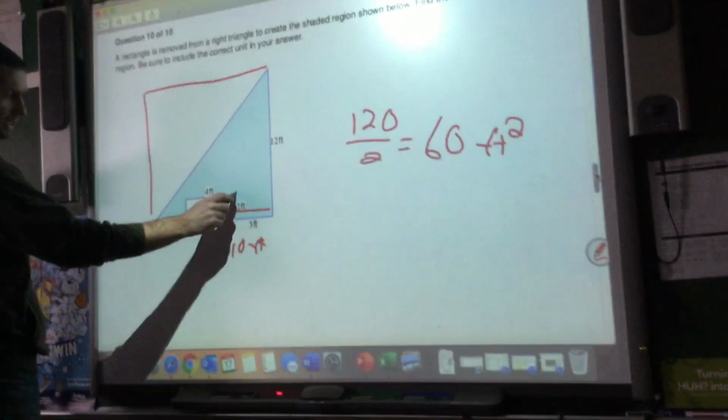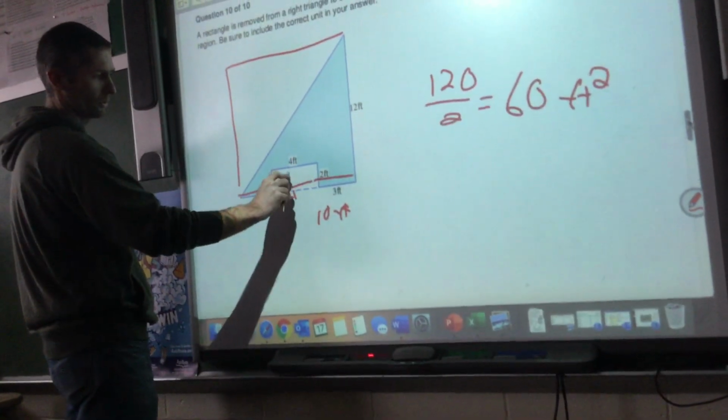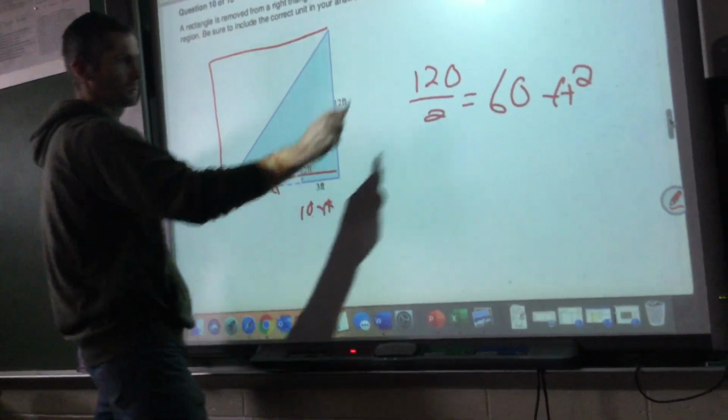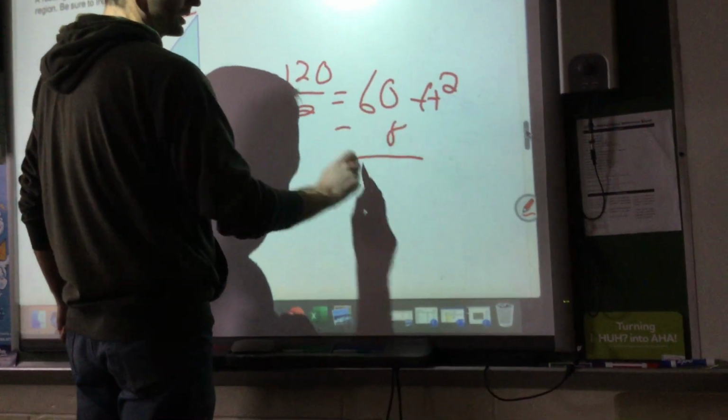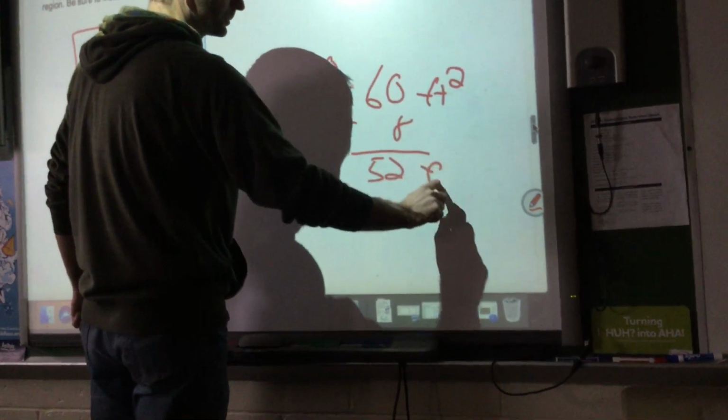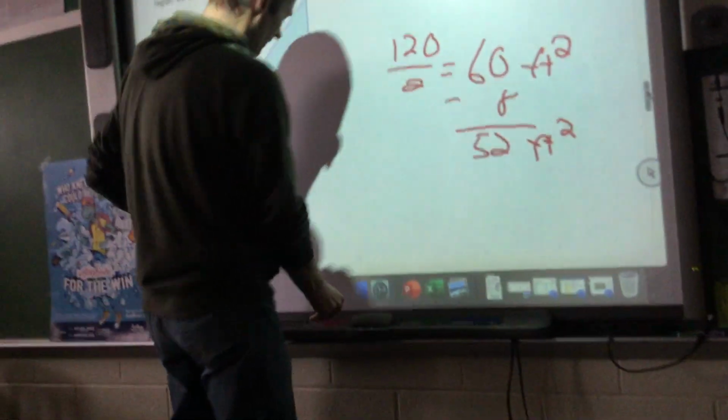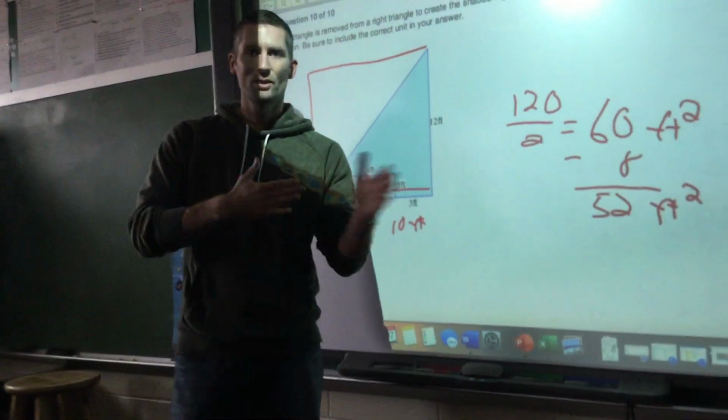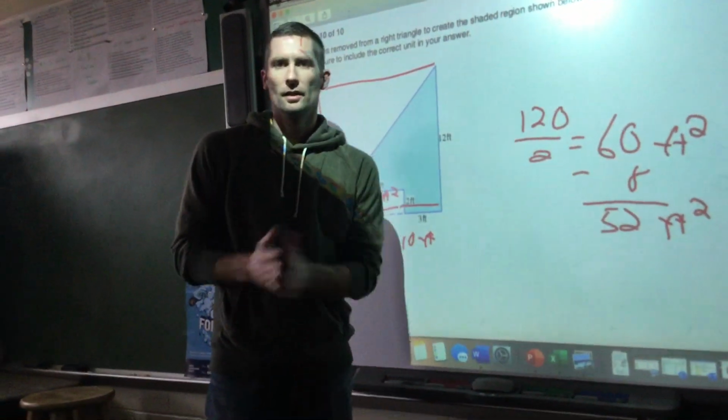But then we have to subtract out this little rectangle, which is 4 times 2, which is 8 square feet. So 60 square feet minus 8 gives us 52 square feet. Okay, sometimes you're going to end up with decimals, because when you divide by 2, if it's odd, it's going to be 0.5. We're good at that skill by now.